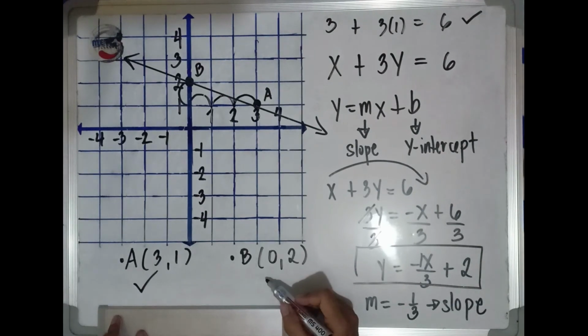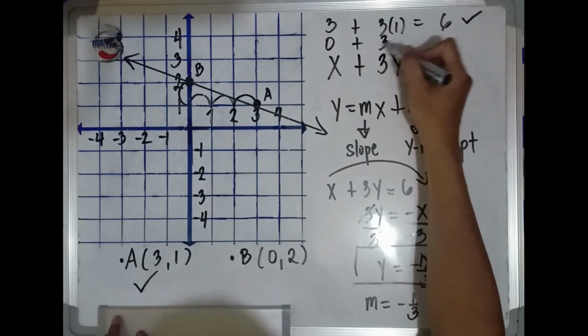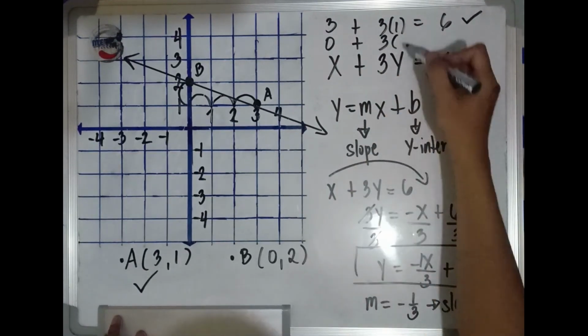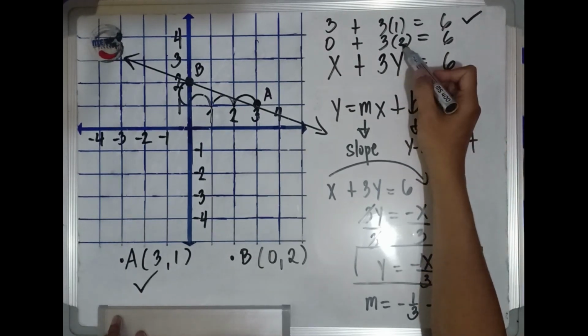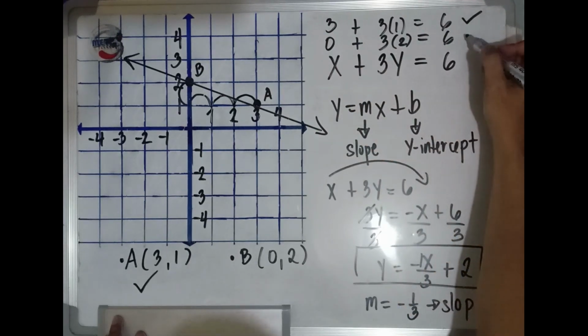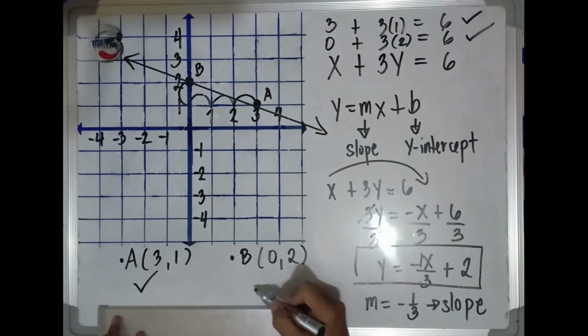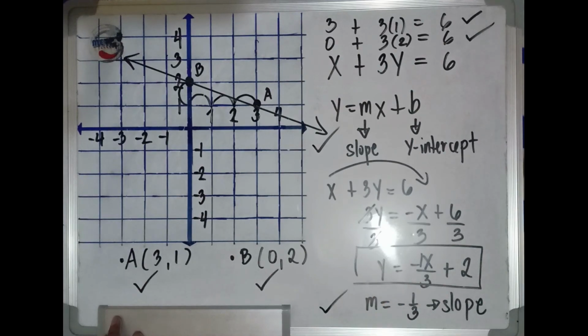Let us use point B. So the value of x is 0, plus 3 times the value of y, which is 2, is equal to 6. 3 times 2 is 6 plus 0, 6. 6 is equal to 6. That is correct. Meaning the value of B, or point B, is correct. Now, our graph is correct. Our slope is correct.